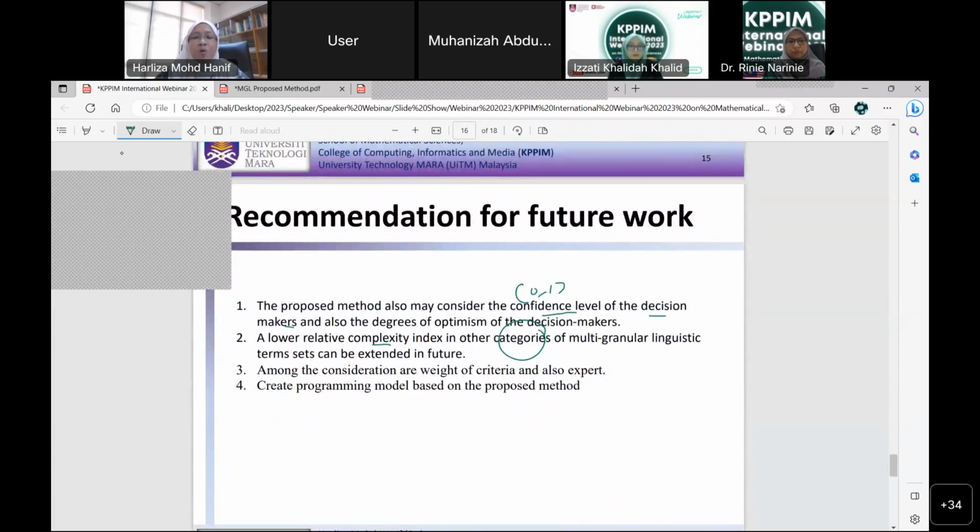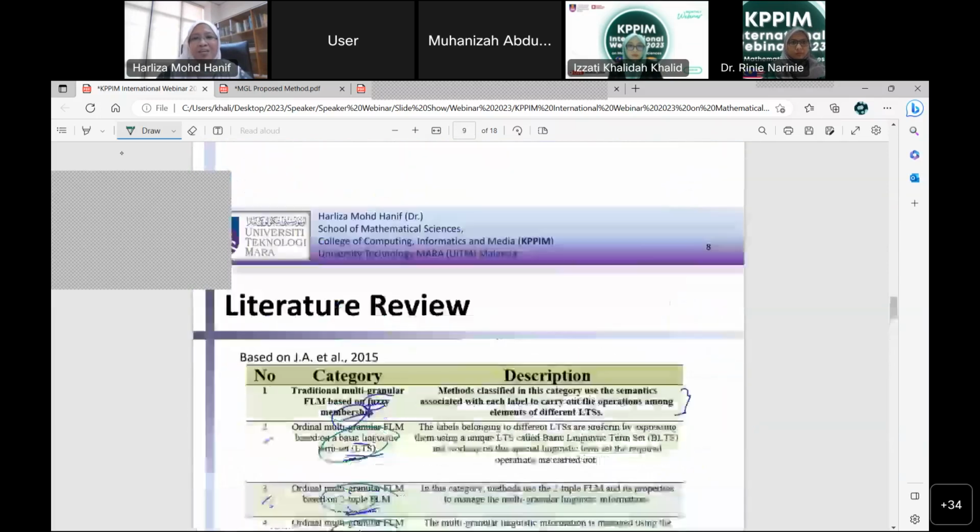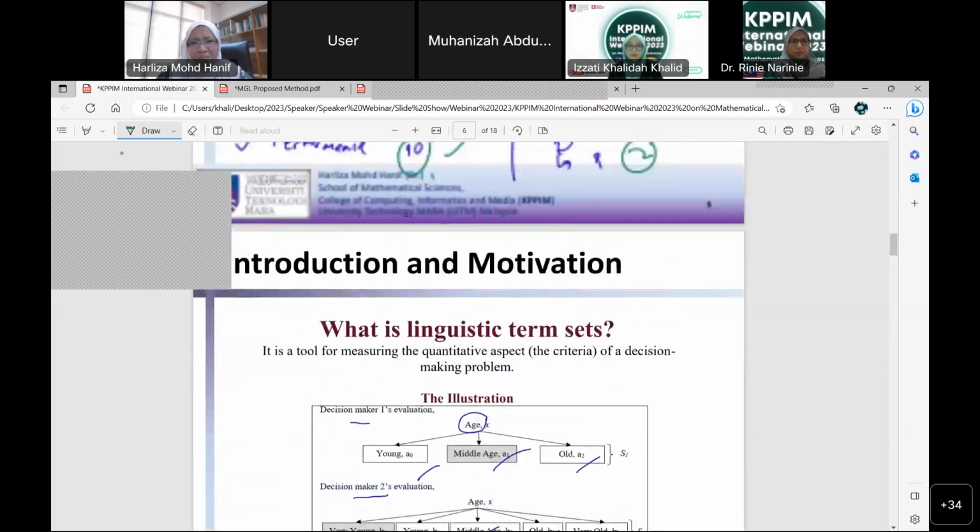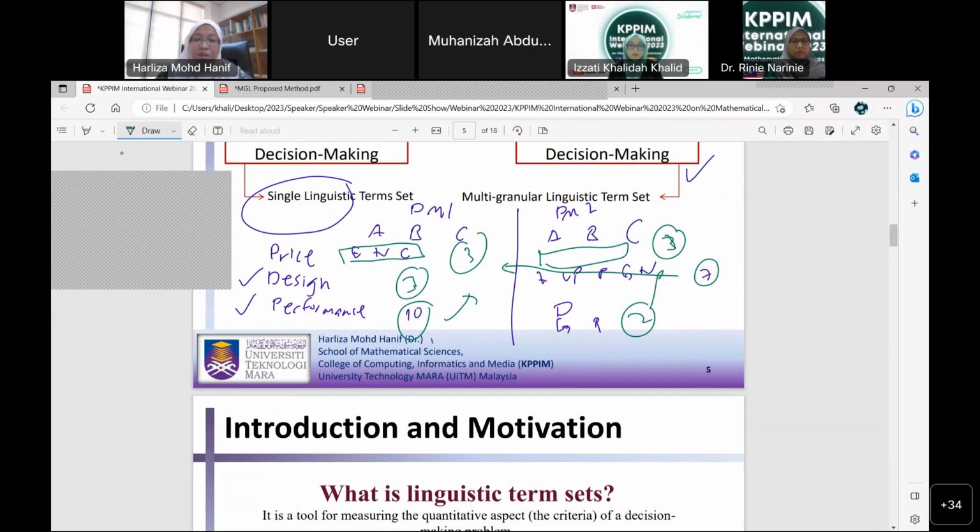Among the considerations are the weight of criteria and also expert. Okay, what does it mean by the weight of the criteria? Let's go back again to the example of a car just now. Decision maker one is my husband. So he's paying for the car, so maybe he has more weightage on the decision. So maybe he has a weight of 0.7.